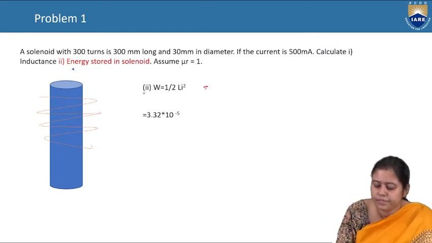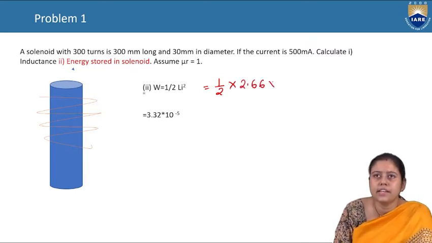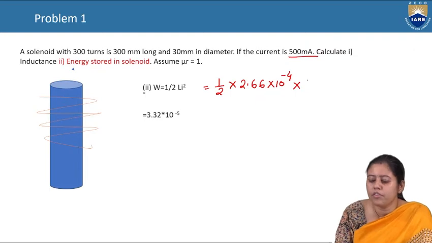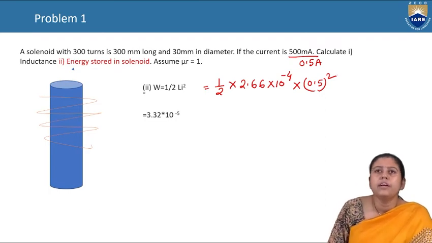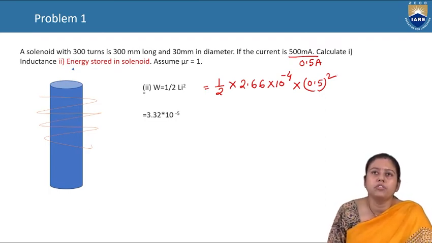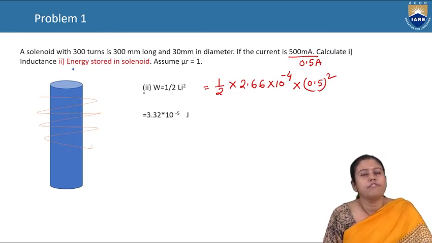Half into L. What is the L value we got? 2.66 into 10 to the power minus 4. And what is the value of I? I is 500 milliampere, so this is 0.5 ampere, 0.5 square. After the calculation, we get the value 3.32 into 10 to the power minus 5, and the unit is joule. So this is the first problem.